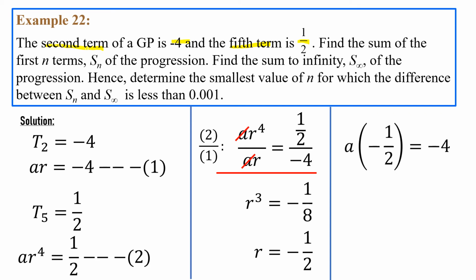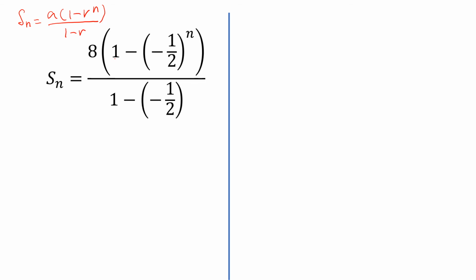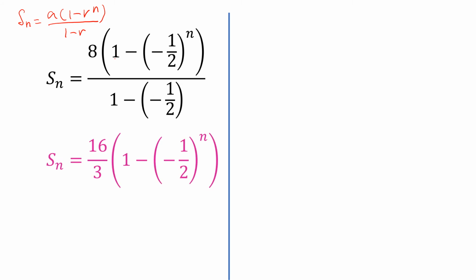So next, find the value of A by substituting the value of R into the first or second equation. Let's say I choose the first equation and I get A equal to 8. So now, we can find the sum of the first n terms by using A and R that we have. The formula of Sn is A times 1 minus R to the power of n over 1 minus R. Substitute A equal to 8 and R equal to -1 over 2. So this is the sum of the first n terms.